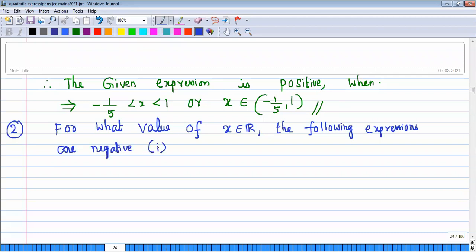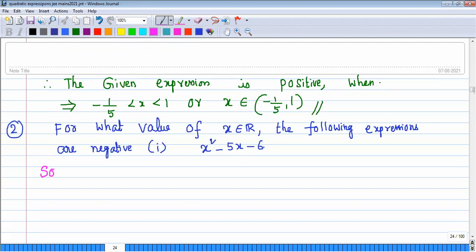Next, in this second example, for what values of x belonging to R are the following expressions negative? First question: x square minus 5x minus 6. First let us check whether they have real and distinct roots or imaginary. Imaginary means directly go to theorem 1.3, otherwise theorem number 1.4.